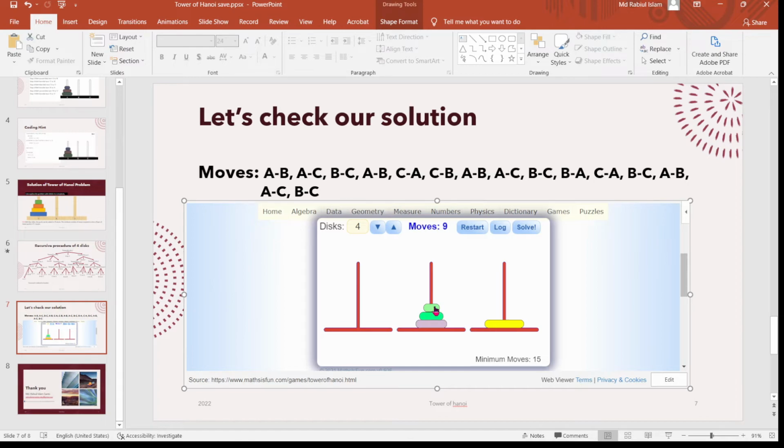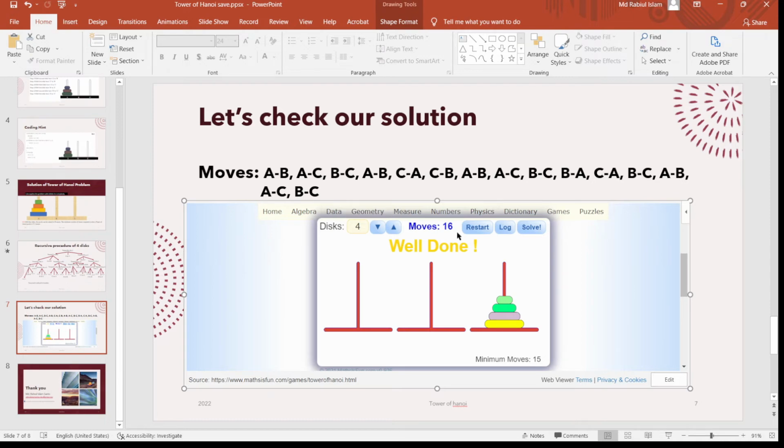Then we move the disk B to C, then B to A, then C to A, and then B to C, then again A to B, then A to C, and the final disk will move here. We have successfully solved this problem, but that is not the minimal move. Look here, we have taken about 16 moves.